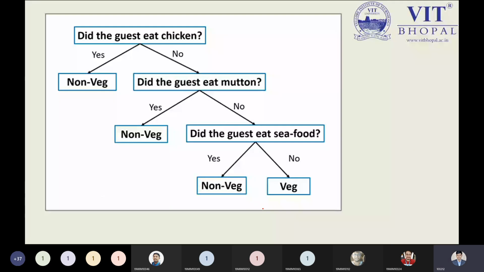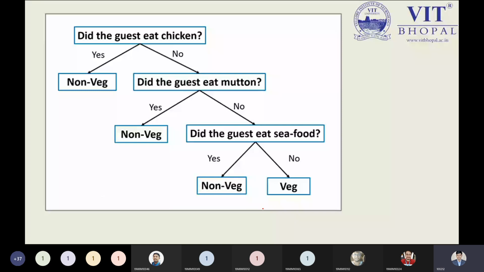You will ask for your information in different ways, like a survey or other kinds. You are representing your information in different ways like this one. Did the guest eat chicken? The guest is saying no. So you will ask another question.